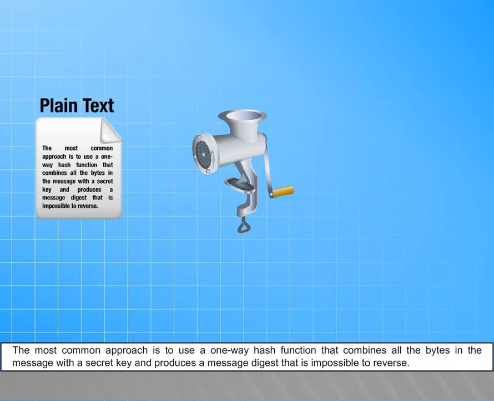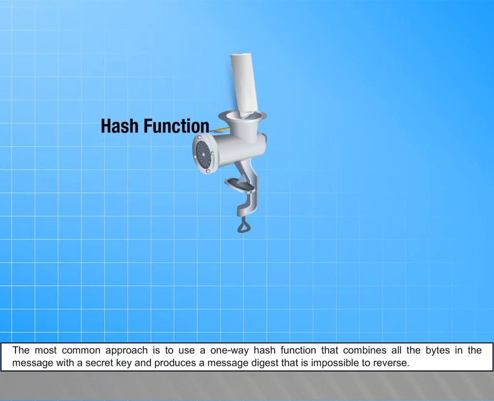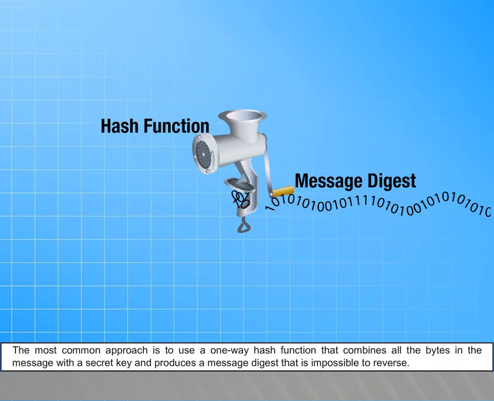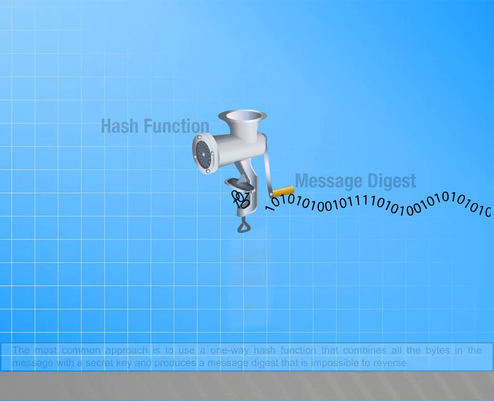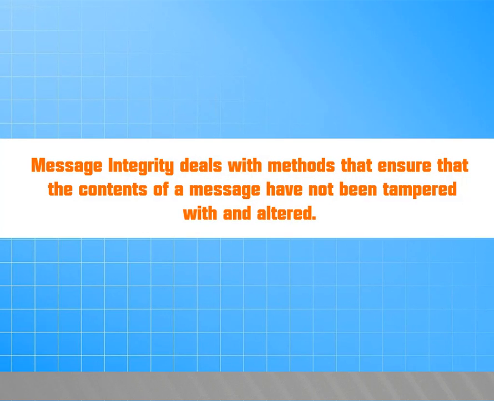The most common approach is to use a one-way hash function that combines all the bytes in the message with a secret key and produces a message digest that is impossible to reverse. Message integrity deals with methods that ensure that the contents of a message have not been tampered with and altered.